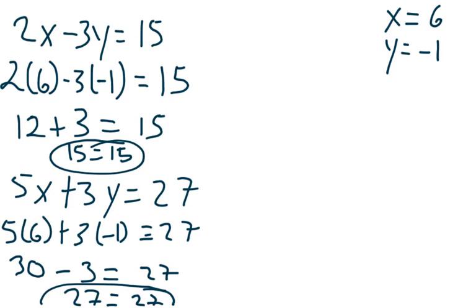So for the 5x plus 3y equals 27, you did the same, so you input the 6 and the negative 1 for the variables, so 5 times 6 equals 30, and then 3 times negative 1 equals negative 3. So when you do that, you put it equal to 27, so 30 subtract 3 equals 27, so you get 27 equals 27, and that's how you check your work.